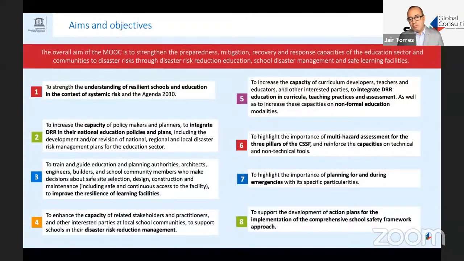The 7th objective will be to highlight the importance of planning for and during emergencies. In times of a specific emergency, we need to adapt, and we need to adapt quickly. So how do we plan for this adaptation in the case of emergencies, and how is it important to link this with the planning that we have before, but adapt it to particular contexts, for instance, after a specific disaster or after a specific conflict. So how we plan for these specific cases. And the 8th objective will be to support the development of action plans for the implementation of the comprehensive school safety framework approach. So how we manage to develop action plans in order to implement all these elements that we have integrated and that we will see during the MOOC.